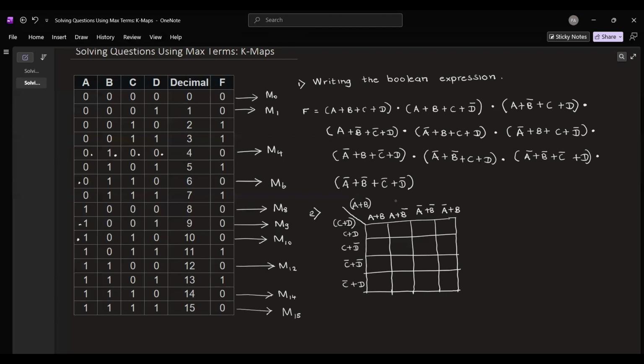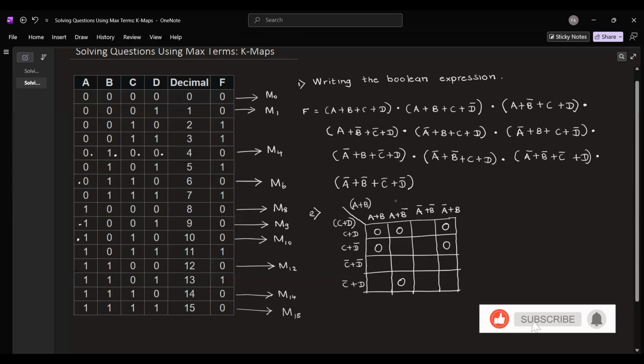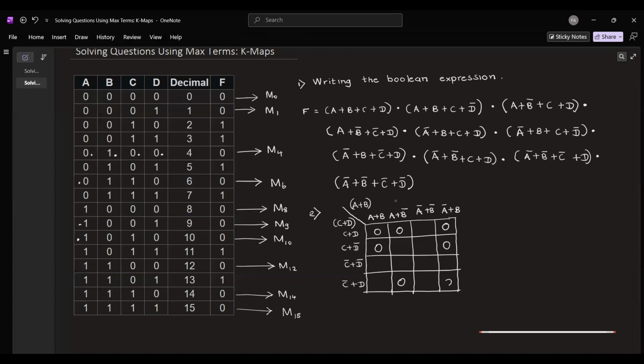Now we have to denote all these. So we have A plus B plus C plus D. So we put a 0 here. Then we have A plus B plus C plus D bar. So we put a 0 here. Then we have A plus B bar plus C plus D. So we put a 0 here. A plus B bar plus C bar plus D. So we have to put the 0 here. Then we have A bar plus B plus C plus D. Then we have A bar plus B plus C plus D bar. So this 0 goes here. A bar plus B, C bar plus D. So we put the 0 here.